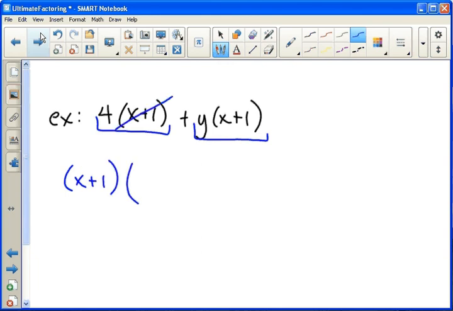So when you pull something out, it can be a number, it can be a variable, it can even be a binomial. That just means something with two terms, like x plus 1.